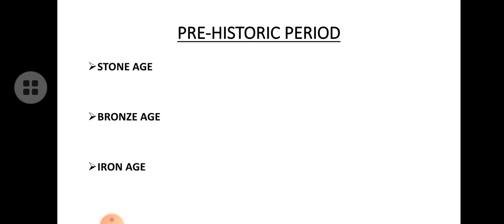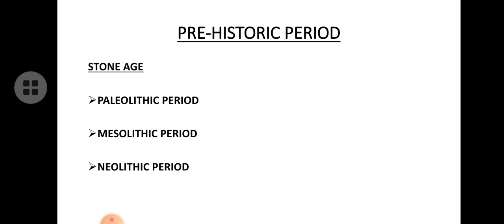So that period is called the Stone Age period. After the Stone Age period, man started to use metals and initially man used bronze. So that period is called the Bronze Age. And the third stage of the prehistoric age is called the Iron Age, where man started to discover iron and use iron weapons and tools.